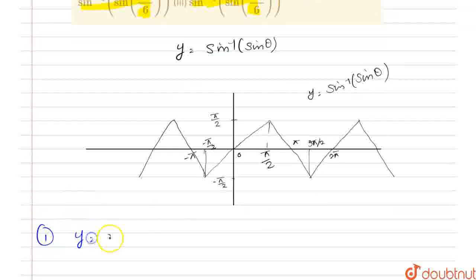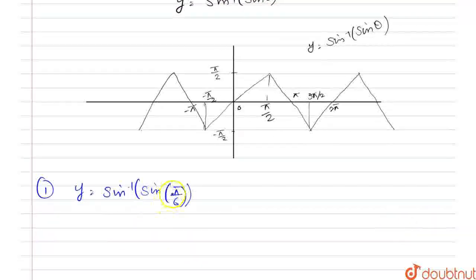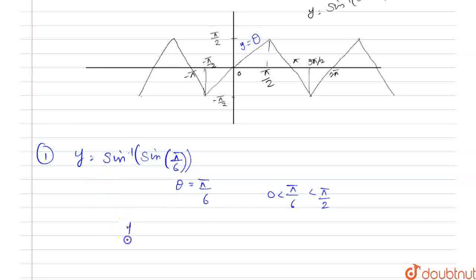So our first question is y is equal to sine inverse of sine of pi by 6. From here we can write it as our theta. So this theta will be pi by 6, and pi by 6 lies from 0 to pi by 2, and in 0 to pi by 2 the curve y is equal to sine inverse of sine theta will be open in the format of y is equal to theta. So the value of the function y is equal to sine inverse of sine of pi by 6 is equal to pi by 6.